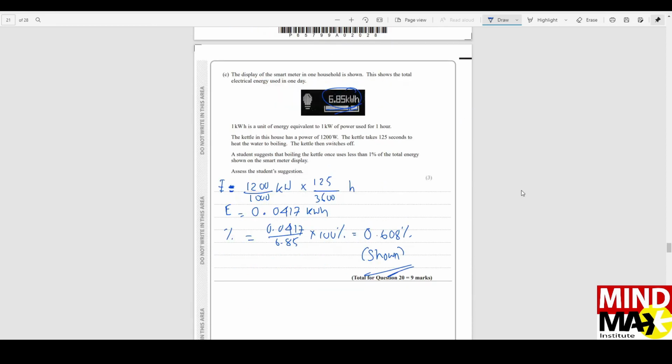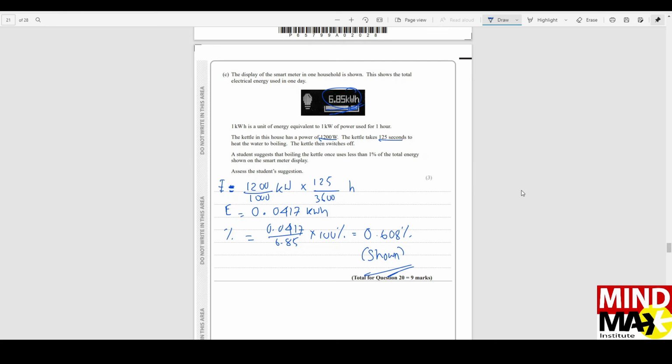This is the reading of the smart meter, and it shows how much energy is used in one day. It's expressed in kilowatt hours. What does kilowatt hour mean? It means that you are using 1 kilowatt of power every hour. So here they've told us a kettle in the house has a power of this much. It takes this many seconds to heat the water to boil, and then it switches off. So this is the power of the kettle, and this is the time it takes.